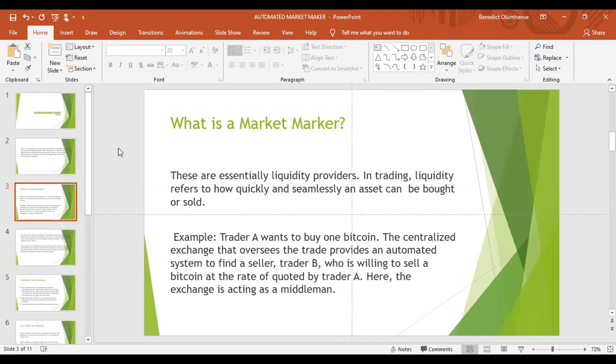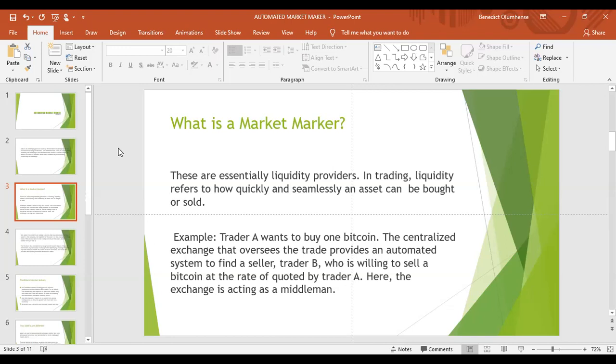your typical trading system whereby one trader wants to buy 1 Bitcoin and the centralized exchange oversees the trade and provides an automated system to find the seller. Now, trader B, who is also willing to sell a Bitcoin at the rate quoted by trader A, is also part of this exchange. So the exchange is acting as a middleman.